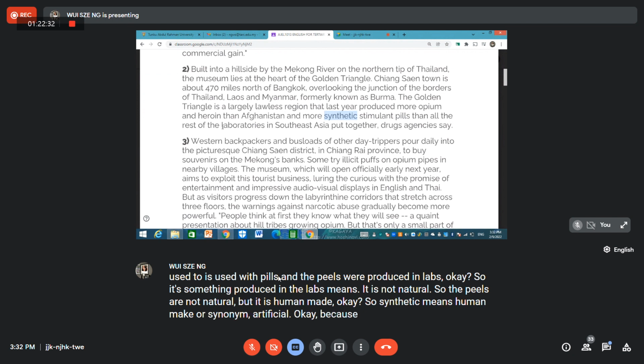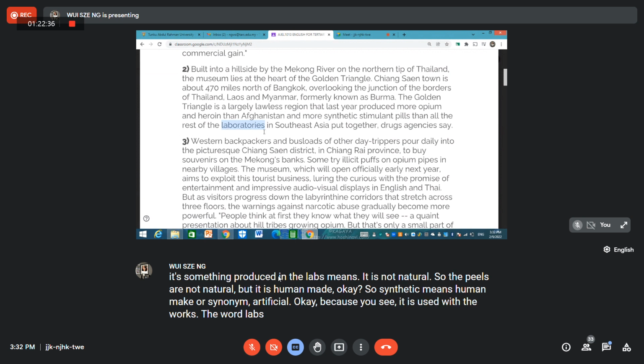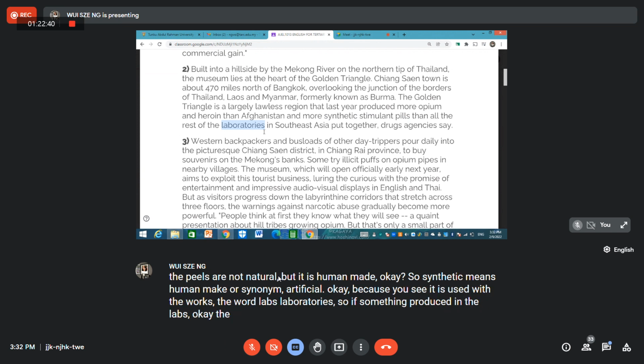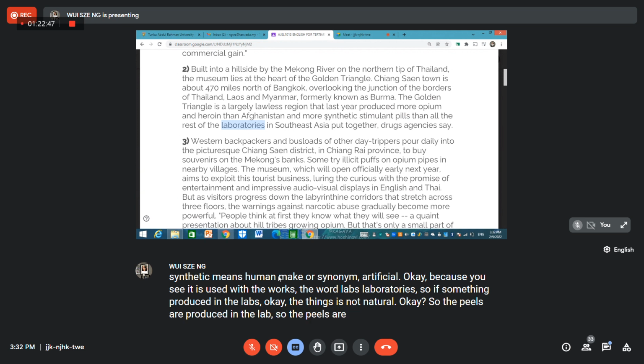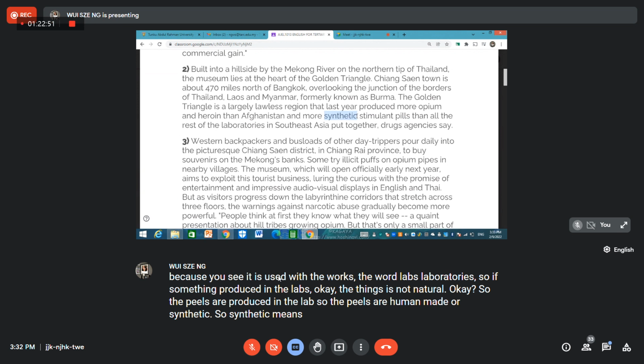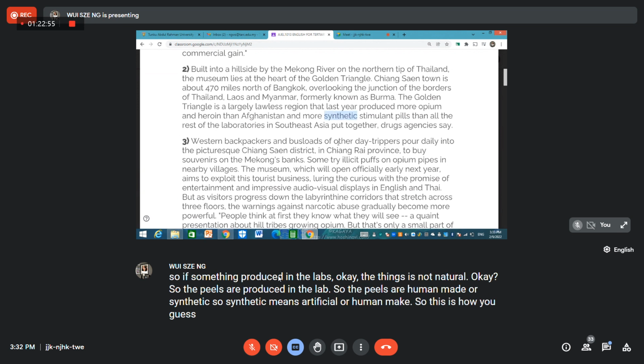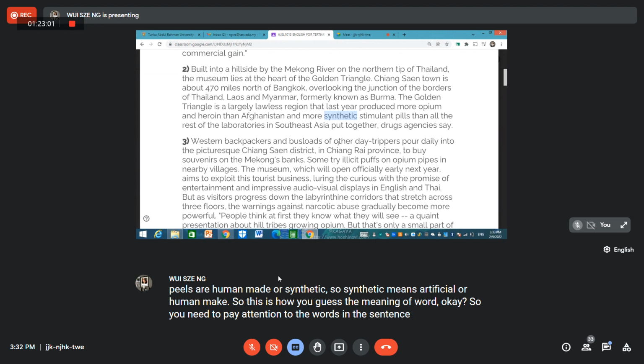Because you see it is used with the word labs, laboratories. If something is produced in the labs, the thing is not natural. So the pills are produced in the lab, so the pills are human-made, or synthetic. So synthetic means artificial or human-made. This is how you guess the meaning of words. You need to pay attention to the words in the sentence and try to guess.